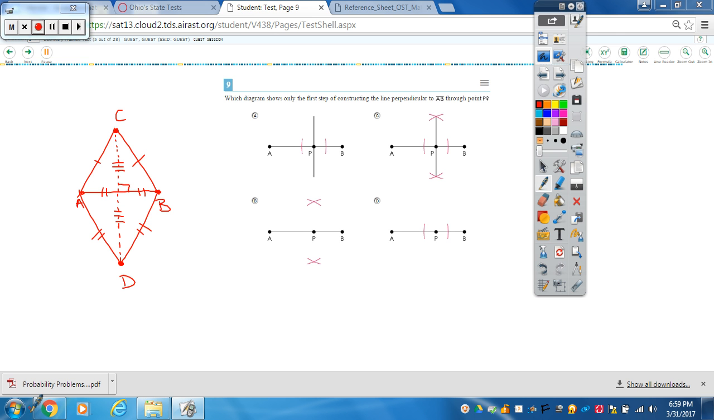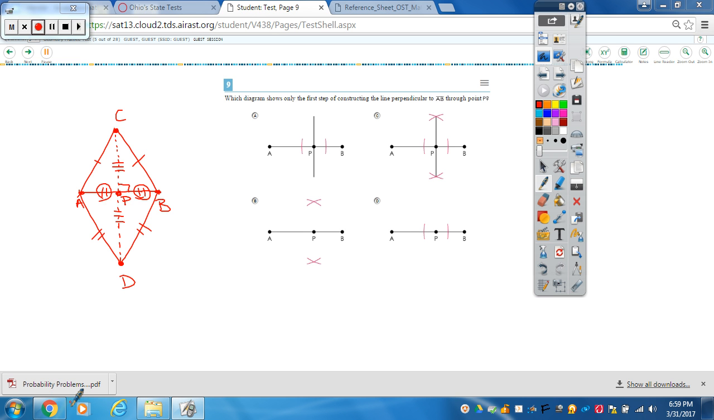So as a result, as we look over here, which diagram shows only the first step of constructing the line perpendicular to AB through point P? And here's what I want you to know. When we started here, here would have been point P. And what we needed were 2 points that were the same distance from this point right here. That's the start of this. We need those 2 points, and then we can build these points here. And so how do we find those 2 points?